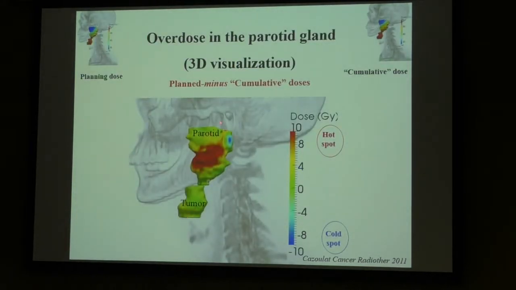And again, analyzing the results in a 3D approach, this part of the parotid gland received more than 10 gray more than what was really planned, just due to the anatomical deformation. So I don't treat kidney, but the parotid shrinks normally during radiotherapy, does it? Question: does the parotid normally shrink during radiotherapy because of the apoptosis, or?